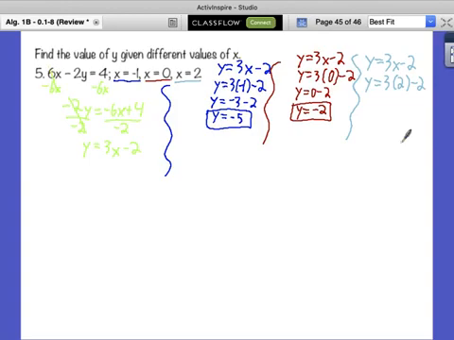Oh, nice. So what's 3 times 2? 6. Looks like you didn't miss it. What is 6 minus 2? 4. Once again, is it faster to plug into this light blue, or into this one?